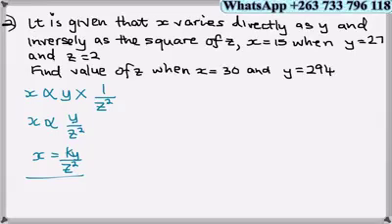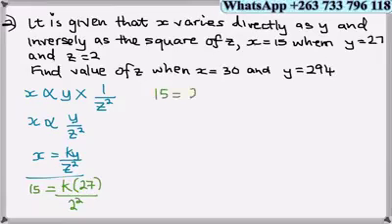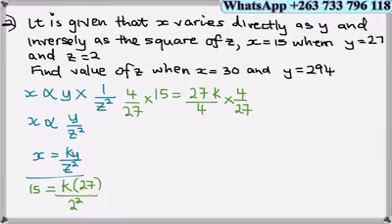Now we want to find the value of k using the values given. We are given that x is equal to 15, y is equal to 27, z is equal to 2. All our variables must have values to find the value of k. So let's substitute. So this will be 4, this will be 27, this will be 15. Then we multiply by 4/27 on both sides to find the value of k.